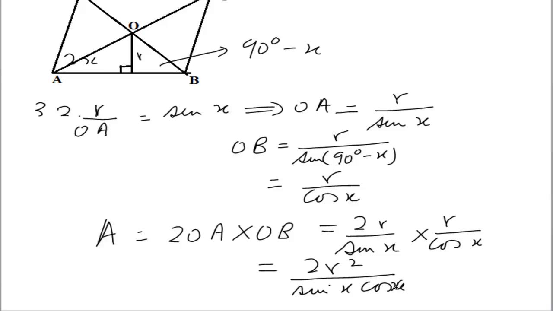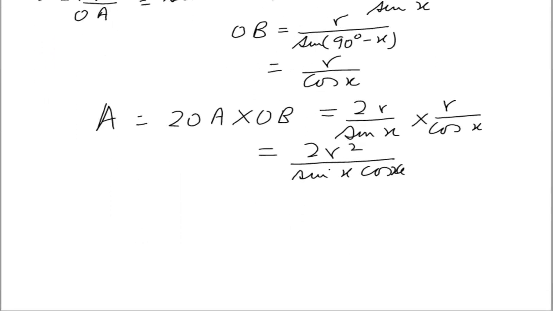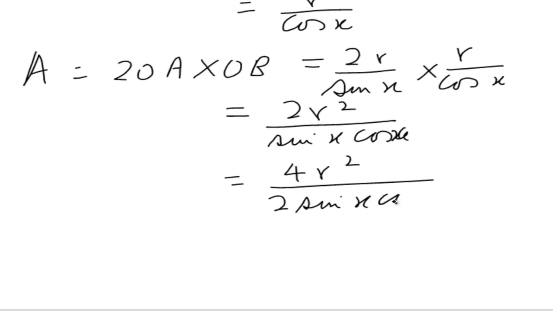And then let's assume we want to change this to one ratio, and that becomes 4r squared over 2 sine x cos x. I multiply the numerator and denominator by 2, and get 4r squared over sine 2x.